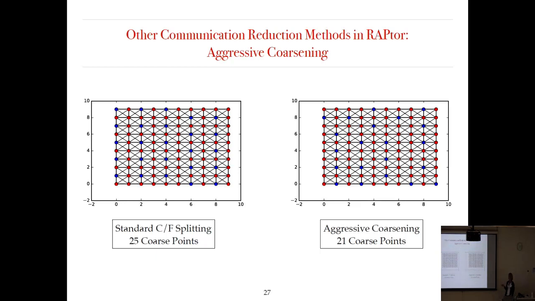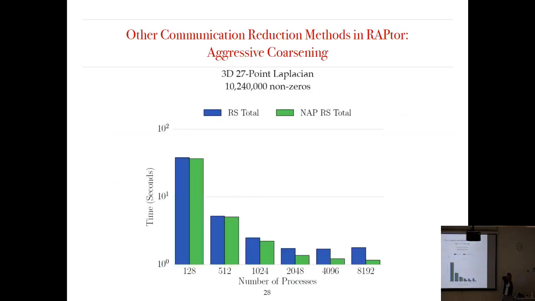So we did test some 3D problems, mainly the 27-point Laplacian, and for this, we use the aggressive coarsening. We can see that we still see large speedups. The green is, again, using node-aware communication throughout AMG. We see large speedups and improvements to scalability by using this node-aware communication.